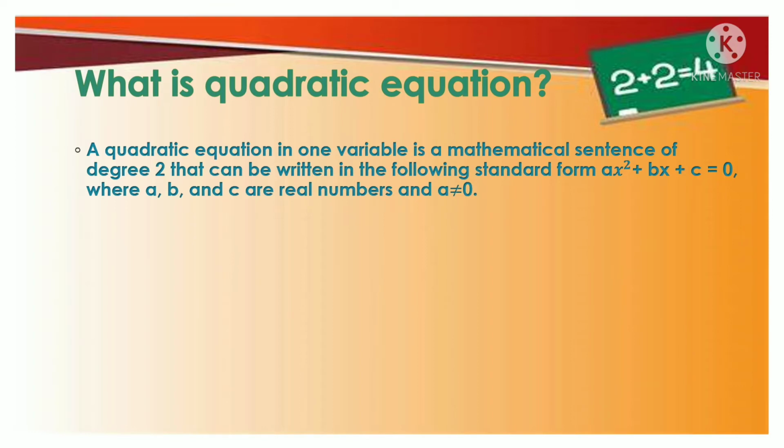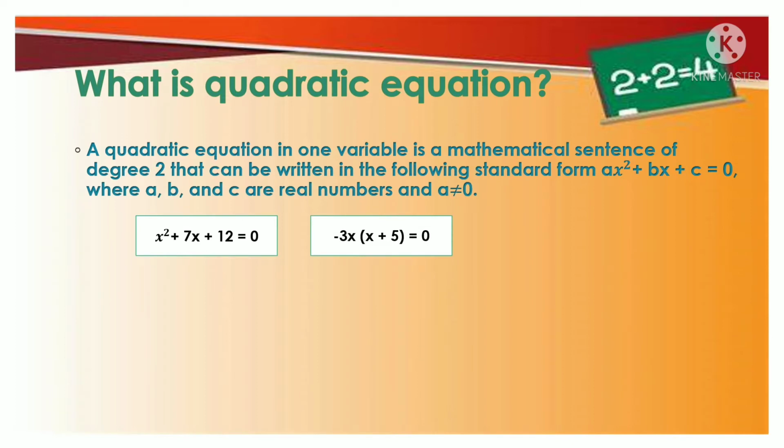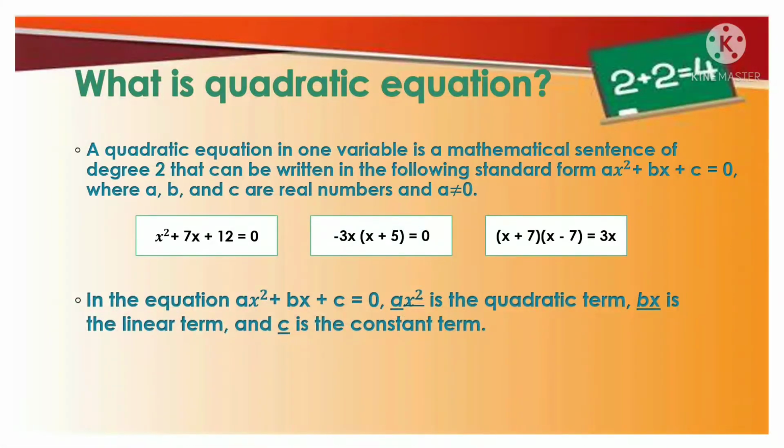The following are some of the examples of quadratic equations. So we have x squared plus 7x plus 12 equals 0, negative 3x times the quantity of x plus 5 equals 0, and the quantity of x plus 7 times the quantity of x minus 7 equals 3x. In the equation ax squared plus bx plus c equals 0, ax squared is the quadratic term, bx is the linear term, and c is the constant term.